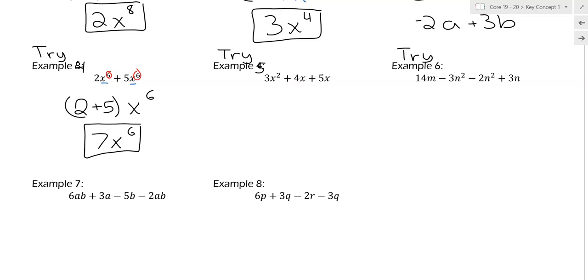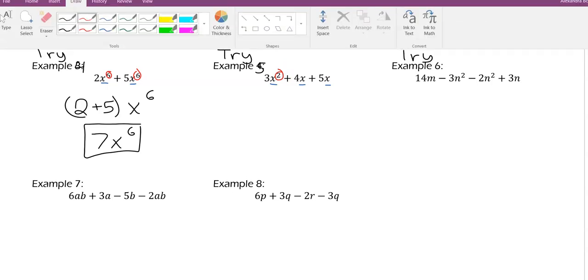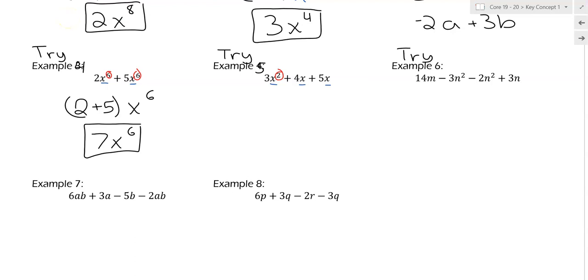Looking at number 5, they all have x's. However, this one's squared, and these ones are not squared. So again, with that standard form, the highest exponent's going to go first, so that 3x squared has nothing to combine with. I'm going to combine the 4 and the 5. So then we have 3x squared plus 9x.